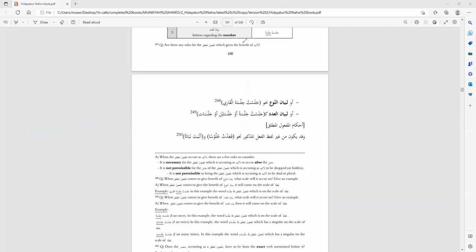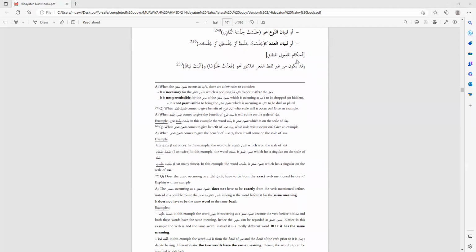Any questions before we move on? No. Okay, now certain rules. Ahkamul maf'ul al-mutlaq. Certain rules regarding maf'ul mutlaq.